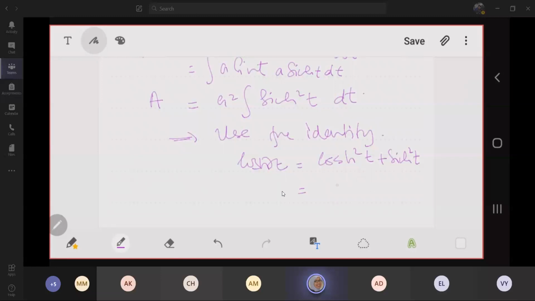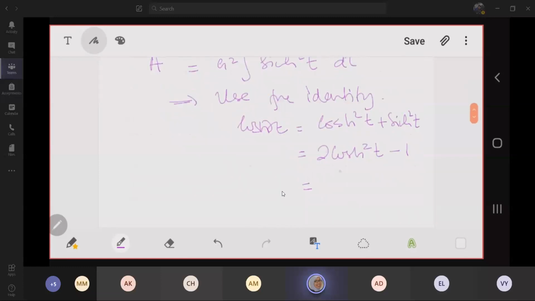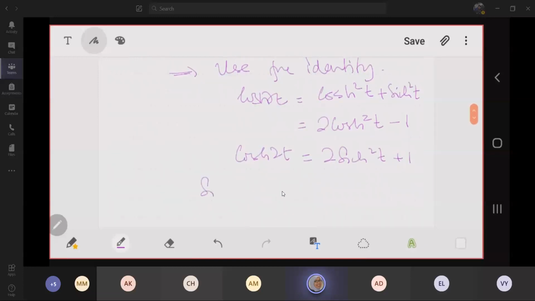So cos 2t equals 2 cos squared t minus 1, or you change the cos and get 1 minus 2 sine squared t. So you change that cos 2t, so sine squared t is equal to 1 minus cos 2t divided by 2. Then you just change that.